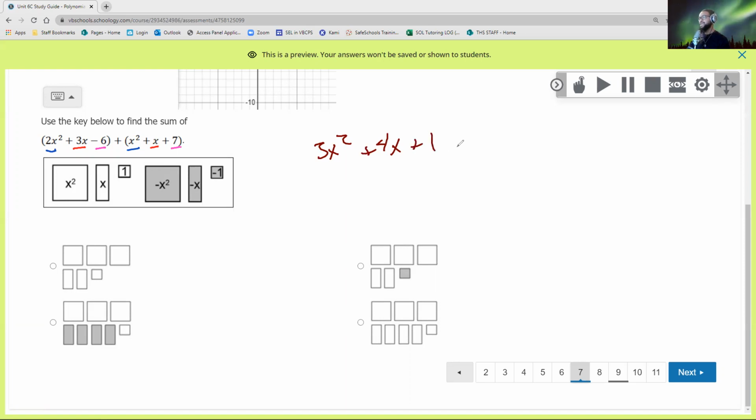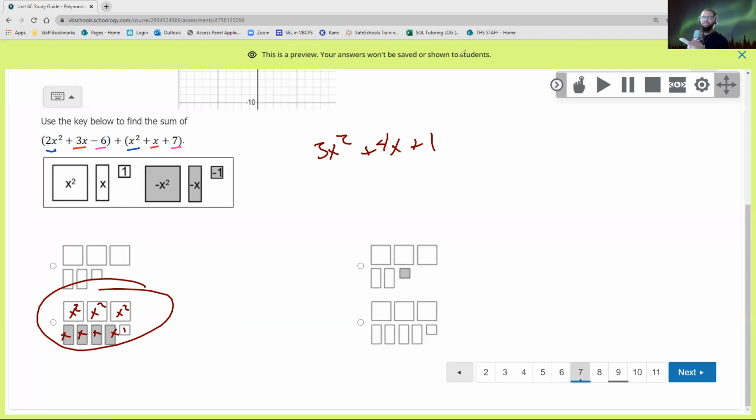Okay. And then the key, we've got the white blocks are positives, the black blocks are negatives. The big square is x squared. The rectangle is x, and the little square is just 1. So we need 3 big squares, 4 rectangles, and then 1 little square. And that's going to be this option here. Okay. We got 3 big squares, x squared, x squared, x squared, x, and 1. All right. See, that one isn't too bad. And it also gives us a key, which is really useful.